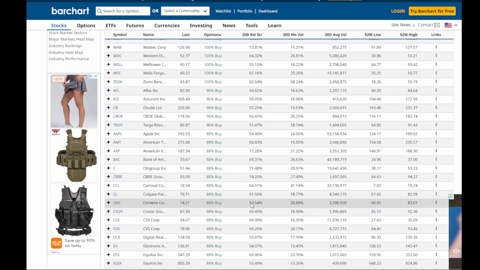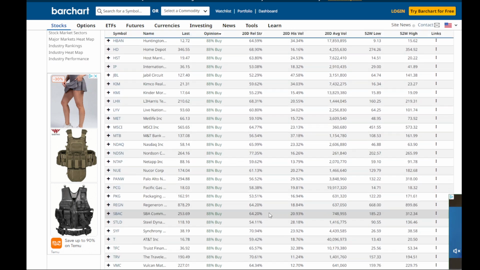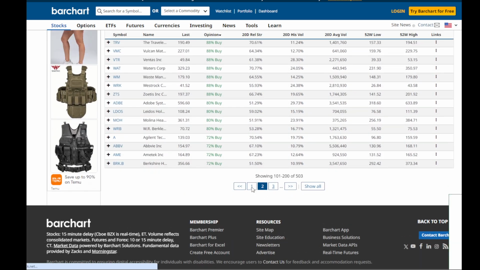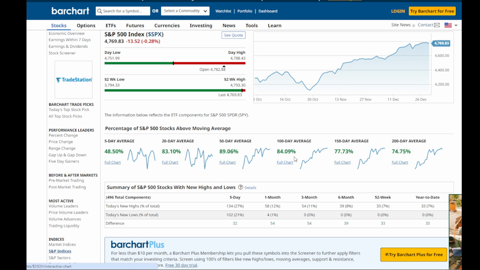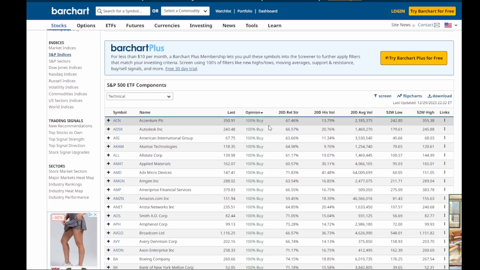This goes to the second page. Then you start seeing 90%, 88%. Okay, so it's just another way that maybe I want to take a look at some of these stocks that they've rated 100% to buy, and take a look at them and see if there's anything there worth looking at.